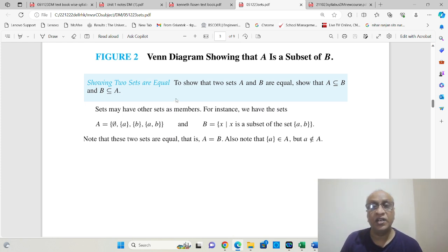Now, how do I say two sets are equal? To show that two sets A and B are equal, we have to show that A is a subset of B and B is a subset of A. Say for example, I have a set A consisting of 1, 2, 3, 4, and a definition B consisting of X, where X is a subset of the set A, B. That's why these two sets A and B are equal.